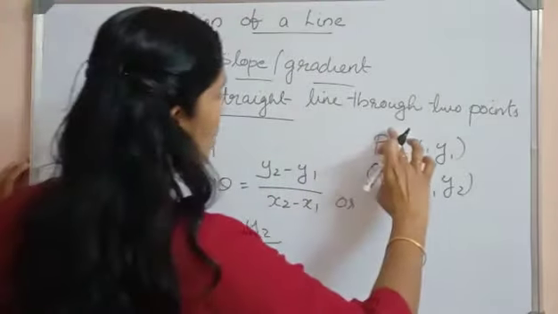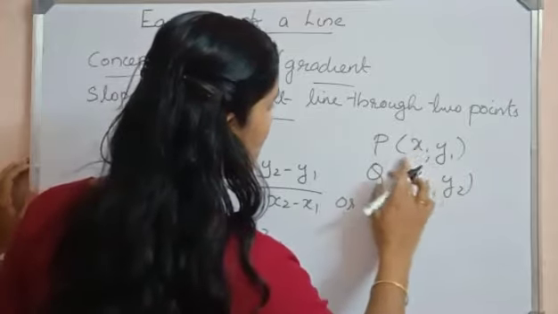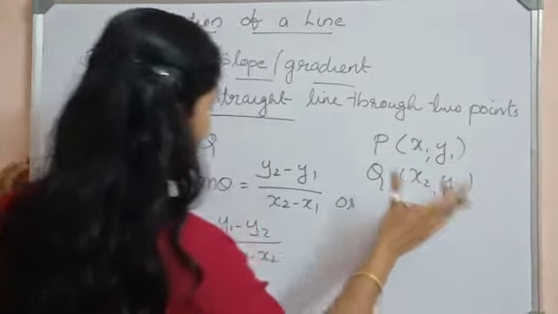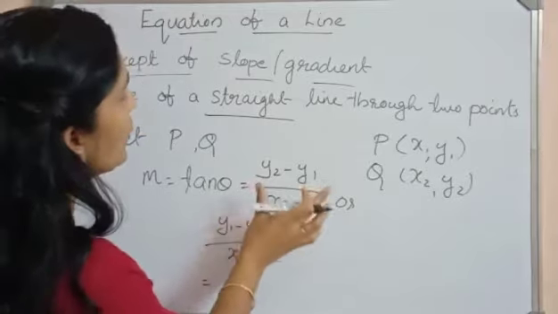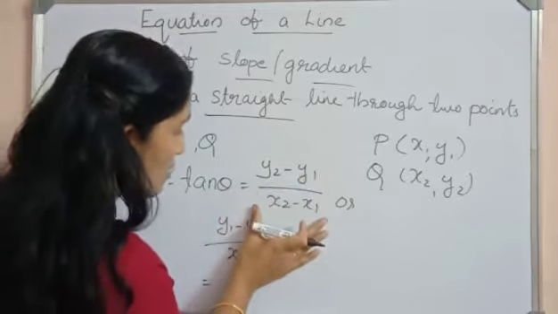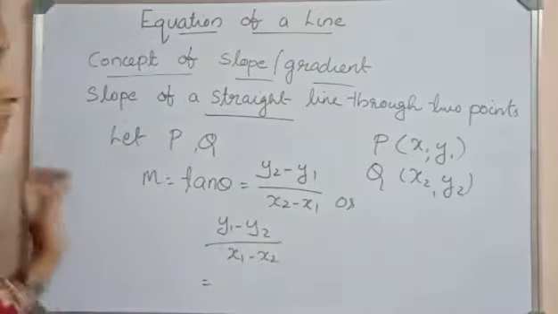So when 2 different points are there, corresponding coordinates will be given. By using this coordinates, we can find the slope of that, and the slope is m, that is equal to the difference between the ordinates by the difference between the abscissa.